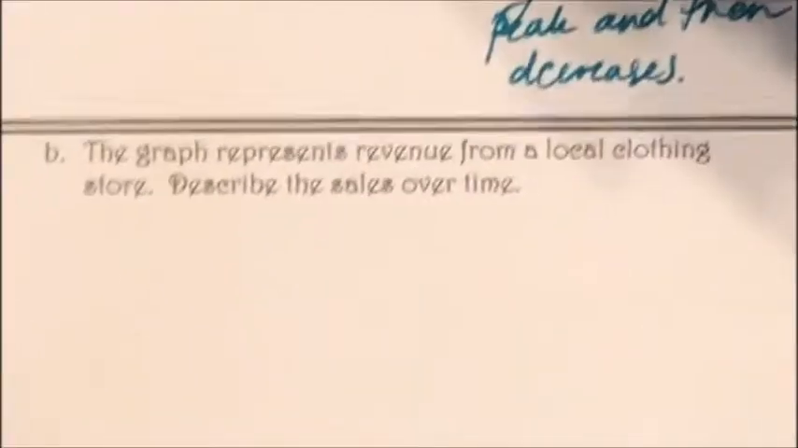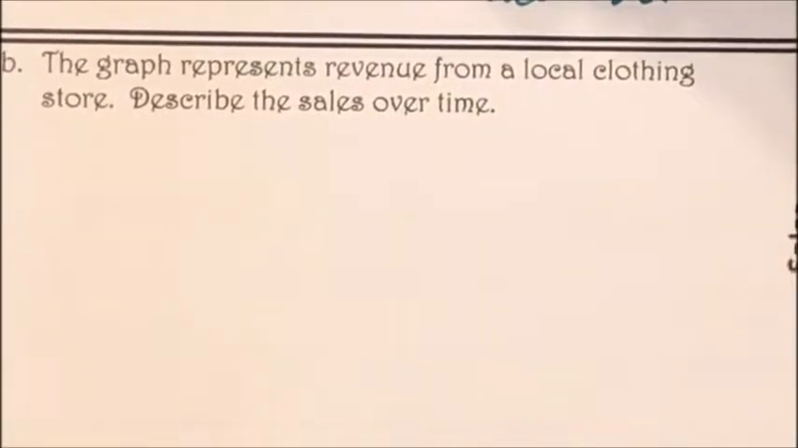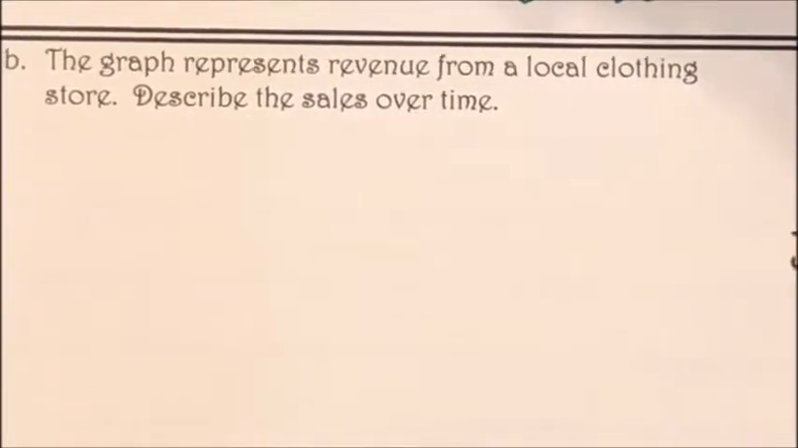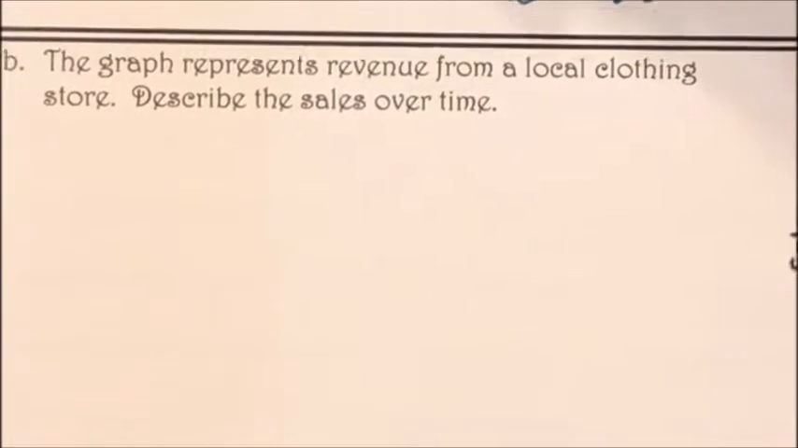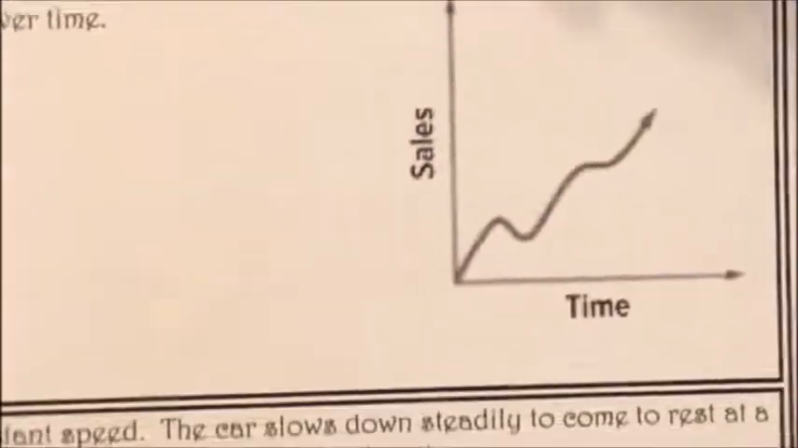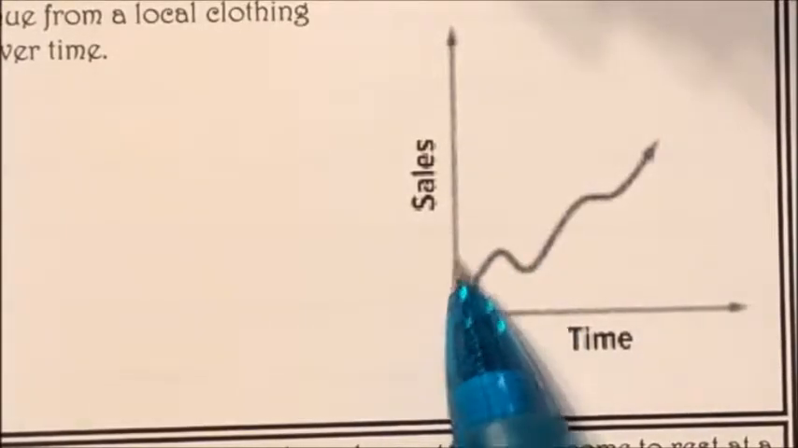Letter B says the graph represents revenue from a local clothing store. Describe the sales over time. Okay, so here's my graph. Here's sales and time. And I can see that the graph goes up a little bit, down, and it goes up, but it keeps going up, right?